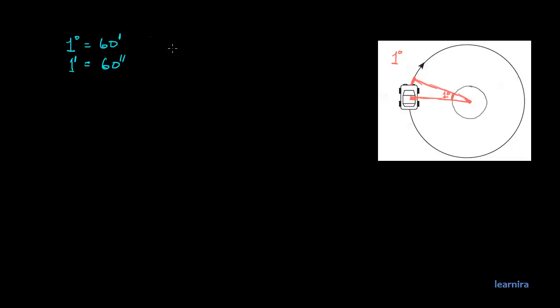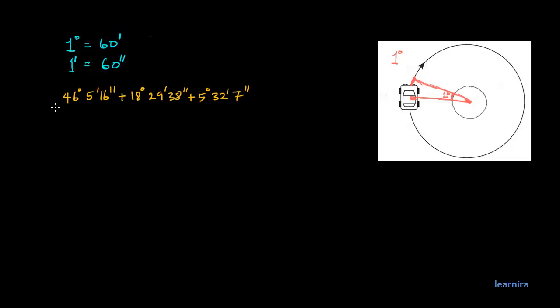Let's use this to do some simple calculations. Let's say we are asked to add these numbers: 46 degrees, 5 minutes and 16 seconds, plus 18 degrees, 29 minutes and 38 seconds. Then we'll add this also to 5 degrees, 32 minutes, and 7 seconds. So let's say we are asked to add this like this.